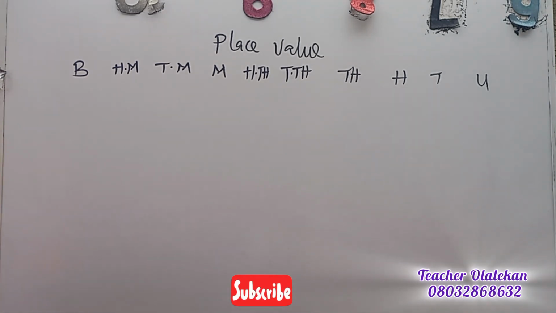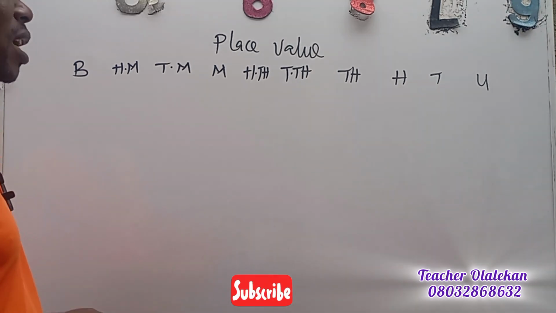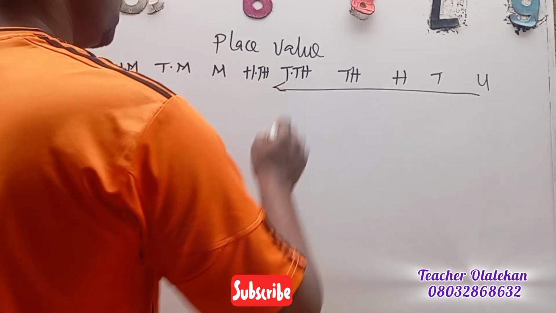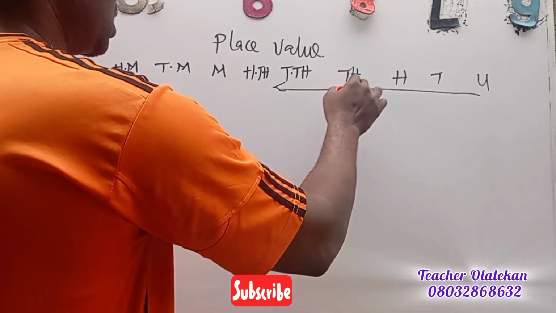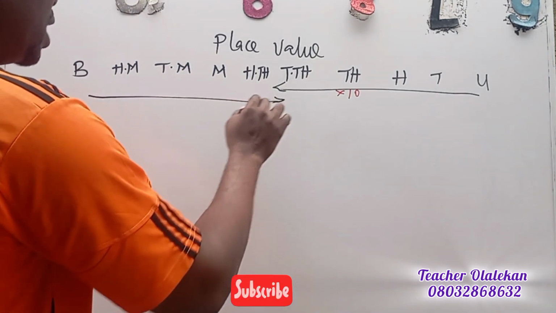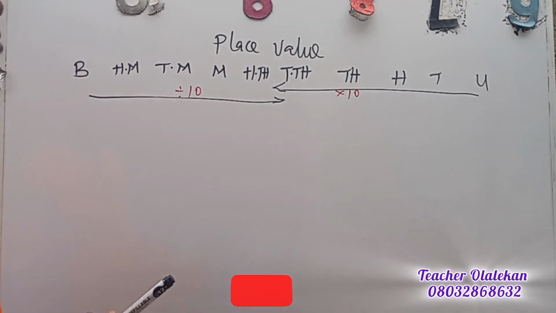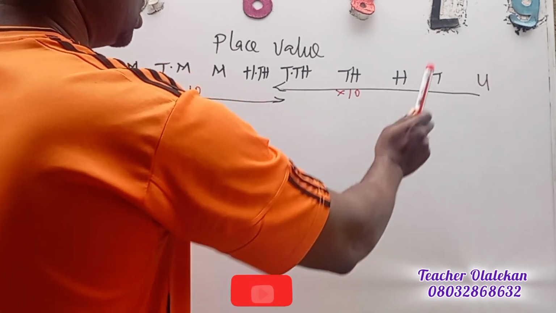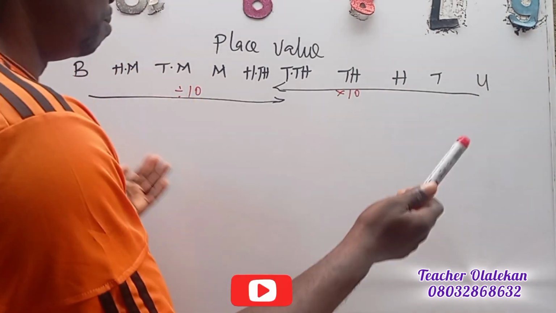So just do not forget that place value is the position of a number in a group of numbers. As every figure goes to the left, it shows values that are 10 times bigger. And as figures go to the right, it shows values that are 10 times smaller. What does that mean? That means the tens is 10 times bigger than unit, the 100 is 10 times bigger than tens, the 1,000 is 10 times bigger than this, and that's how it is.